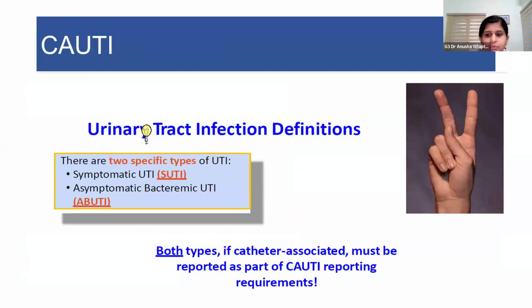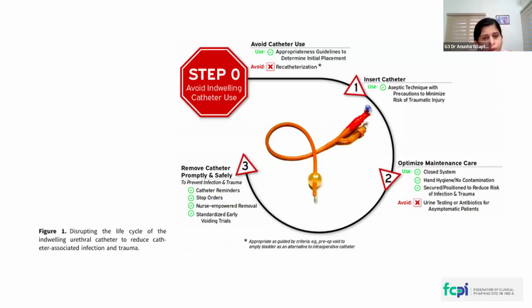Coming to our last hospital acquired infection, that is CAUTI, catheter-associated urinary tract infection. Now, what is CAUTI? After you have inserted a catheter in a patient, after 48 hours of insertion, if the person develops UTI, be it symptomatic or asymptomatic bacteremic UTI, that comes under CAUTI, that is catheter-associated urinary tract infection.